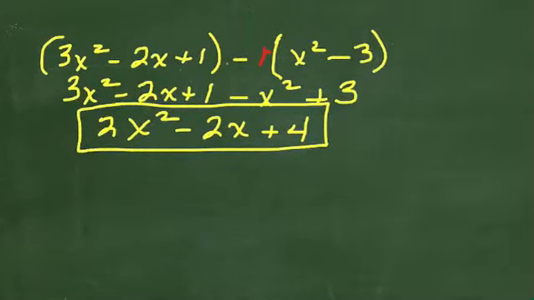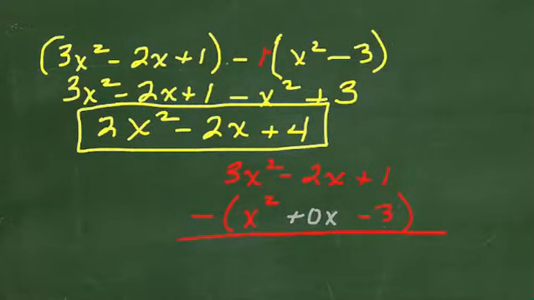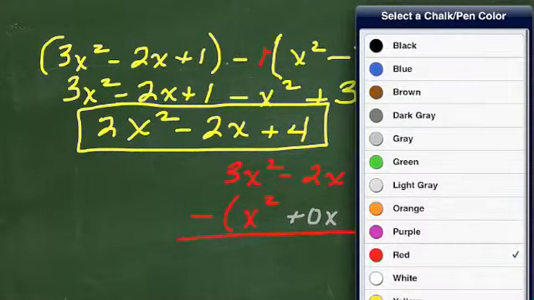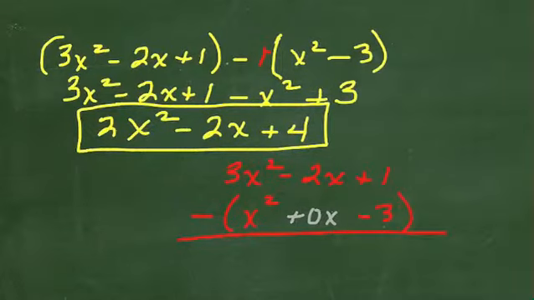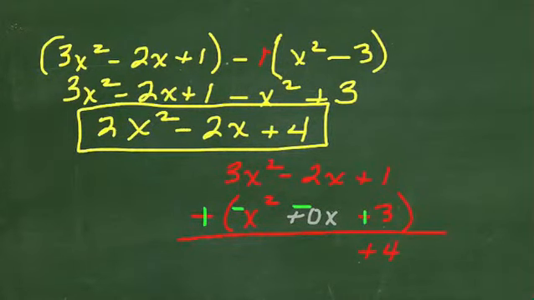Again, this problem can also be done vertically. So I set up my first polynomial on the top row. I'm going to subtract the second polynomial, lining up the place values or the like terms. And once again, if I'm going to be subtracting, I can change it to an addition problem if I change the signs of everything in the second polynomial. So this becomes addition when I change x squared to negative x squared and negative 3 to plus 3. And I get, once again, 2x squared minus 2x plus 4.